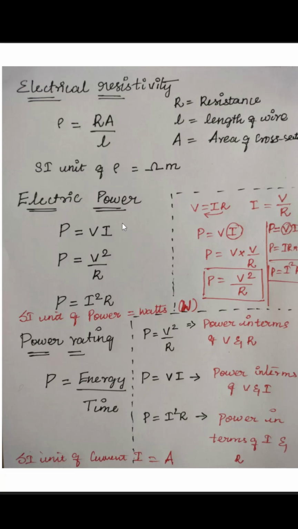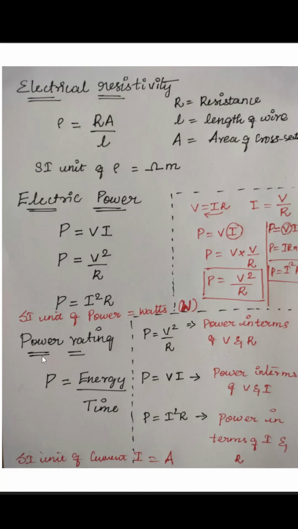So according to the values they give: if they give voltage and current and ask you to find the power, you use the first formula. If they give voltage and resistance, you use the second formula. If they give current and resistance, not the voltage, you can use the third formula. And the SI unit for power is watt. You can write the capital W.